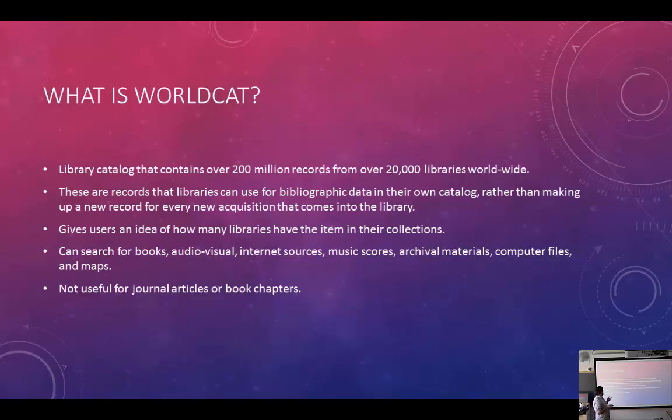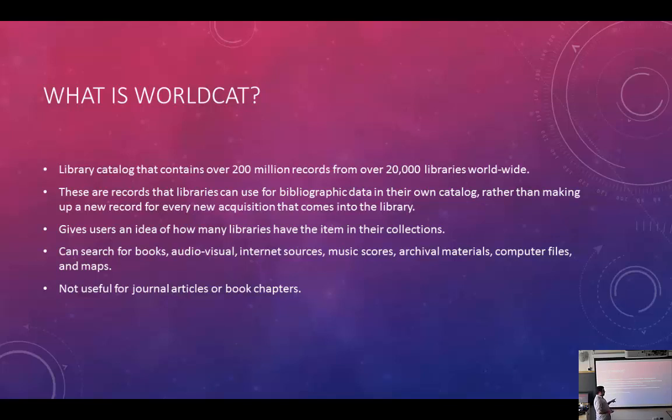So when you check WorldCat, you can see how many libraries have that record in their catalog. So how many libraries have that item, which is helpful because if we check WorldCat and only one library has it, it's probably going to be hard for us to get it. But if a bunch of libraries have it, then it'll be easier for our interlibrary loan department to track a copy down. You can search for books, audiovisual materials, internet sources, music scores, archival materials, computer files, and maps.